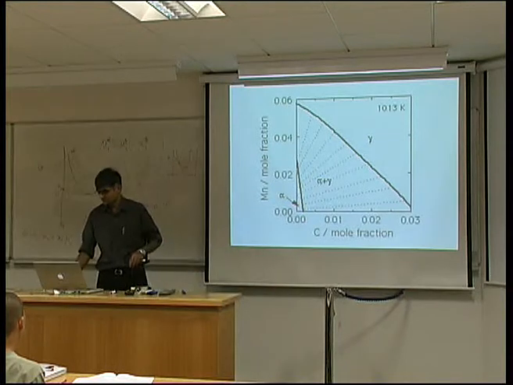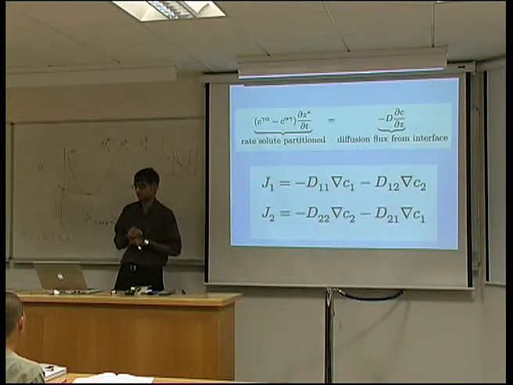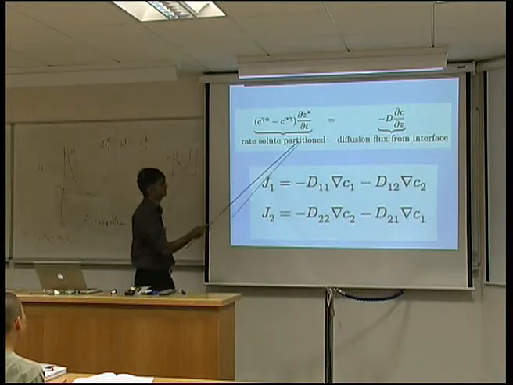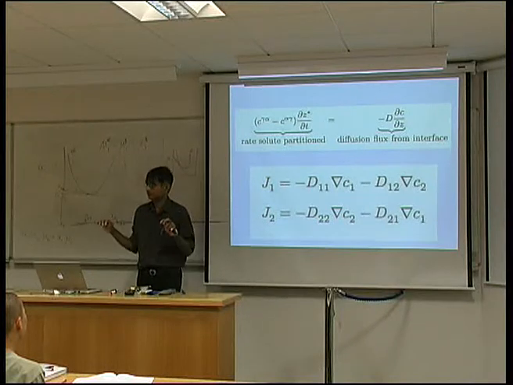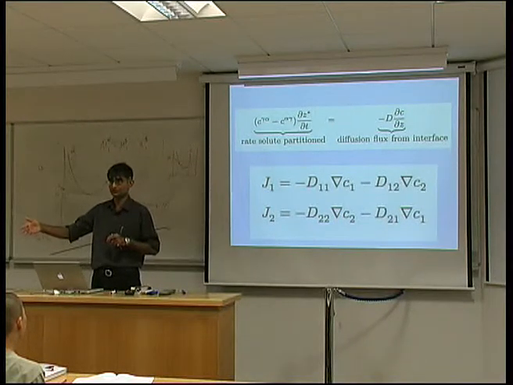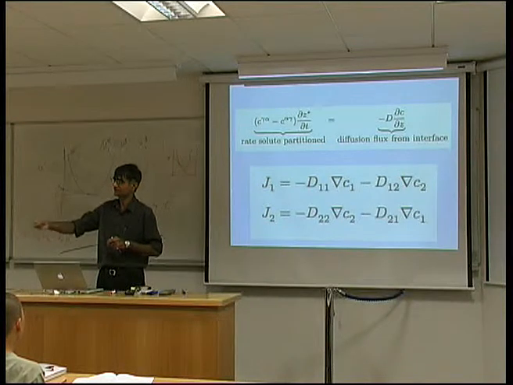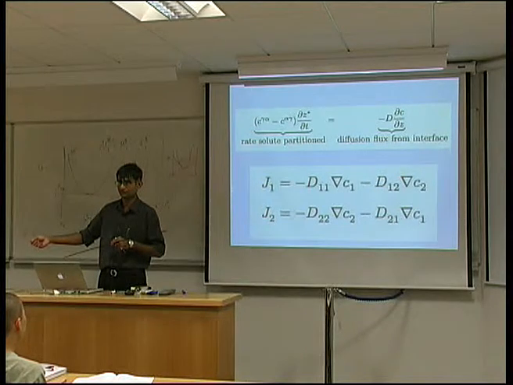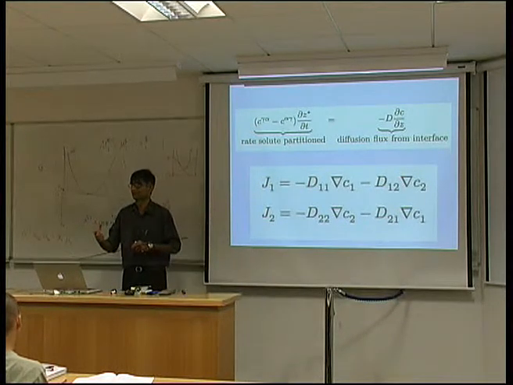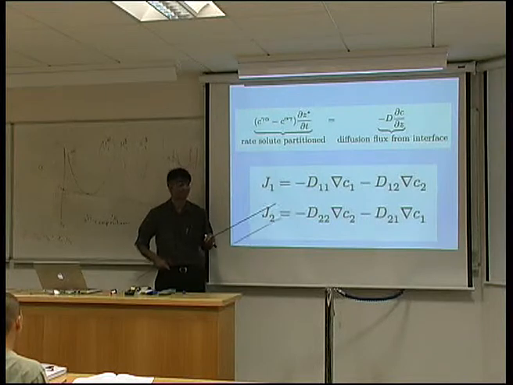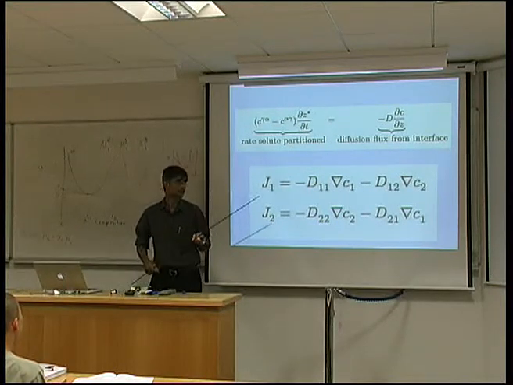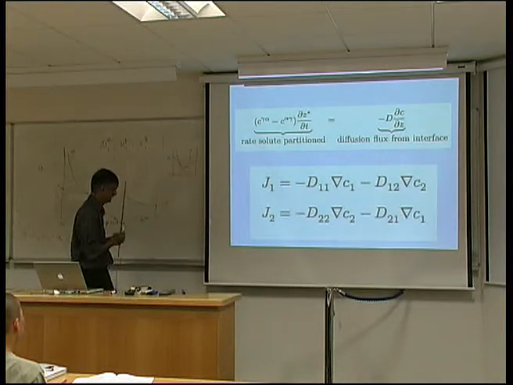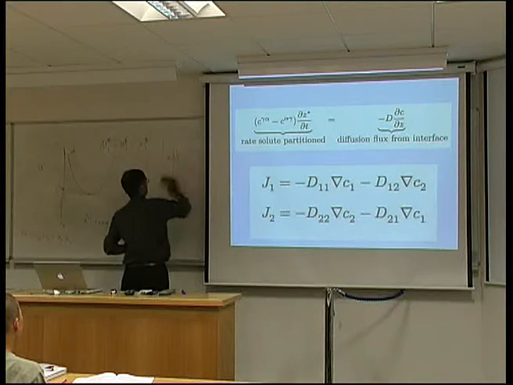Okay, let's assume that. The first thing we have to do is write this equation here. This is for the binary case: as the interface moves, the rate at which solute is partitioned is equal to the rate at which solute is carried away from the interface by diffusion. Do you remember this equation? Happy with it? So this is simply the rate at which solute is partitioned as the interface moves, and that has to be carried away by diffusion.